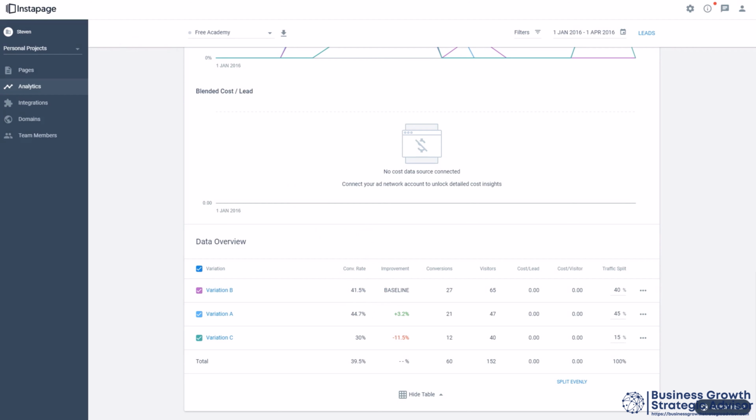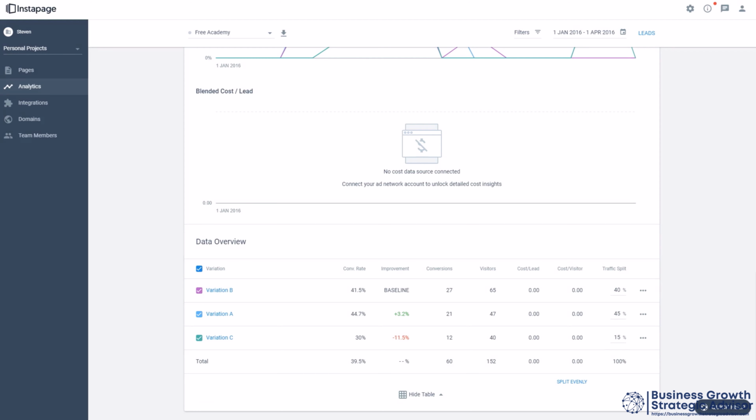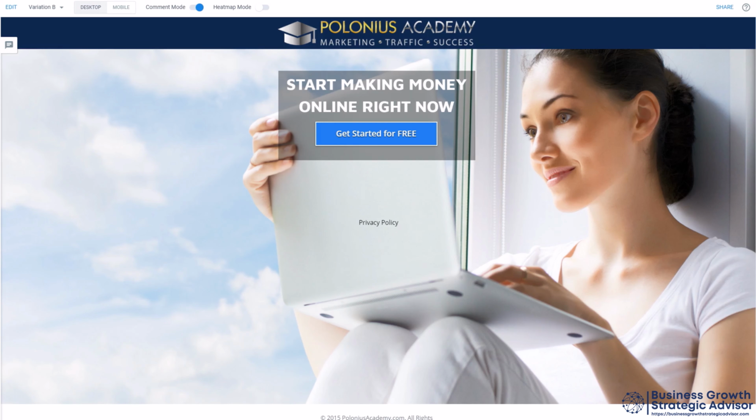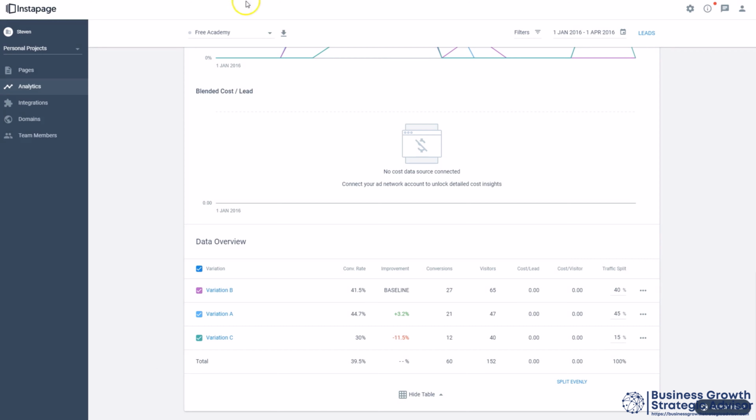So variation A, as many of us probably could have guessed, did in fact do a little bit better. It had the highest rate. It was 44.7% conversions. So out of 47 visitors to that variation, 21 of them converted, and that's a pretty solid conversion rate. And there's not much of a difference, though, between that, surprisingly, and the blind one. Whereas this one here, surprisingly, did the worst, 30%, 11.5% less.